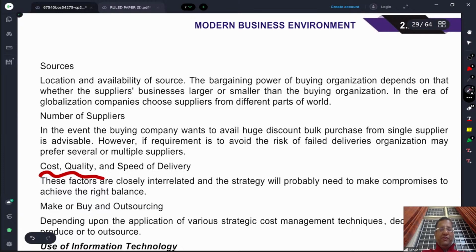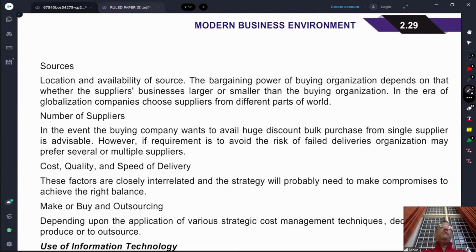Now you have to balance this cost, quality, and speed and delivery. If you do not want to compromise on quality and speed of delivery, you have to compromise on cost. If you do not want to compromise on cost, then definitely quality or the speed of delivery might be inferior. So you have to strike a balance between cost, quality, and speed of delivery. Based on that, what value addition it has been providing to my customer, I will sacrifice one of the three terms: cost, quality, or speed of delivery.